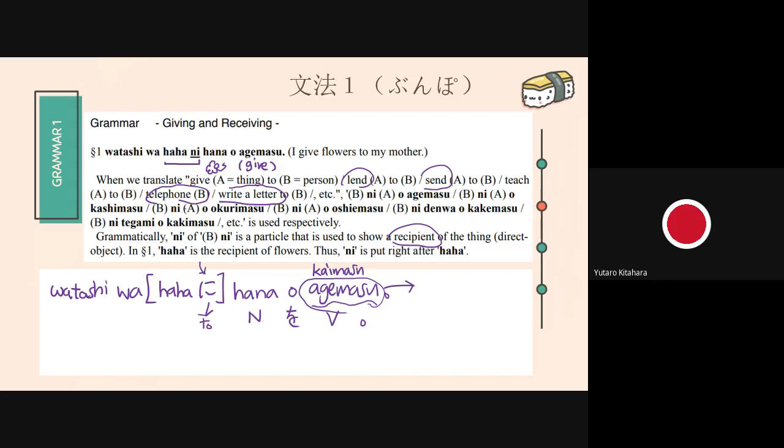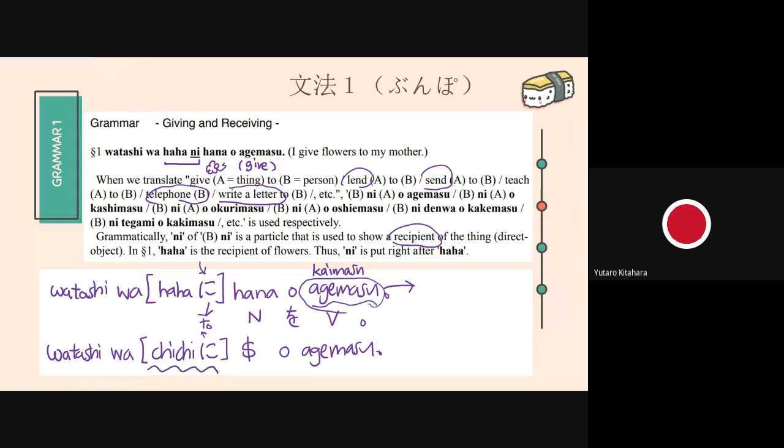How do you say, I give money to my dad, for example? Watashi wa. Just now it was haha ni, now it is chichi ni. Very good. Chichi ni means to my dad. Give money, okane. Very good. Okane wo agimasu. Do you see a pattern already? Actually quite easy. The only new part is the bracketed thing today. That's all. If you take it out, it's fine.